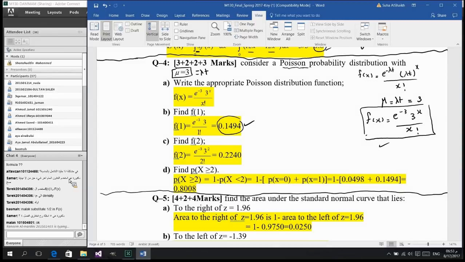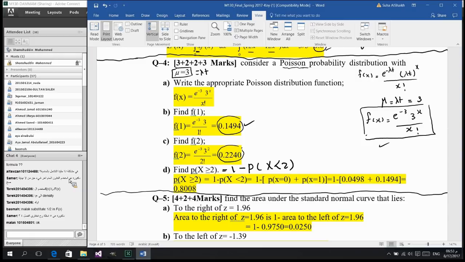Okay. Find f of 2. Again, just substitute x with 2. E to the power minus 3, times 3 to the power 2, over factorial 2, and this is the result that we get. Find the probability greater than or equal to 2. Greater than or equal to 2, now it's a big thing. 2, 3, 4, 5, 6, and so on. So I can think about it as 1 minus the probability of everything less than 2. Instead of greater than or equal to 2, the opposite is less than 2.